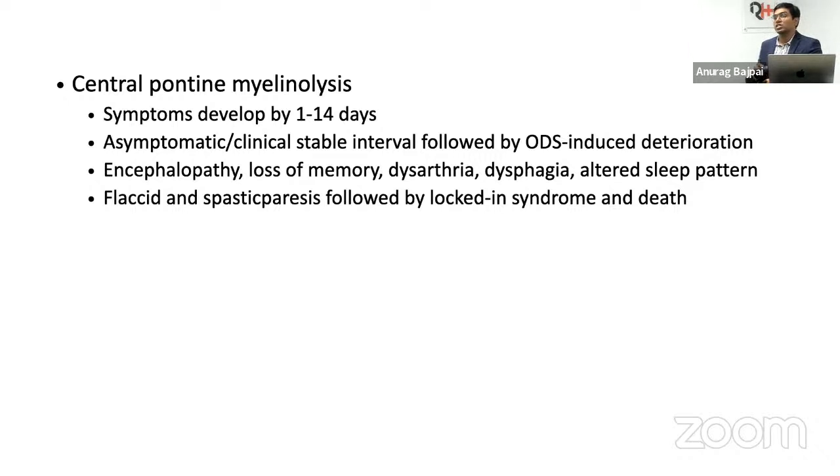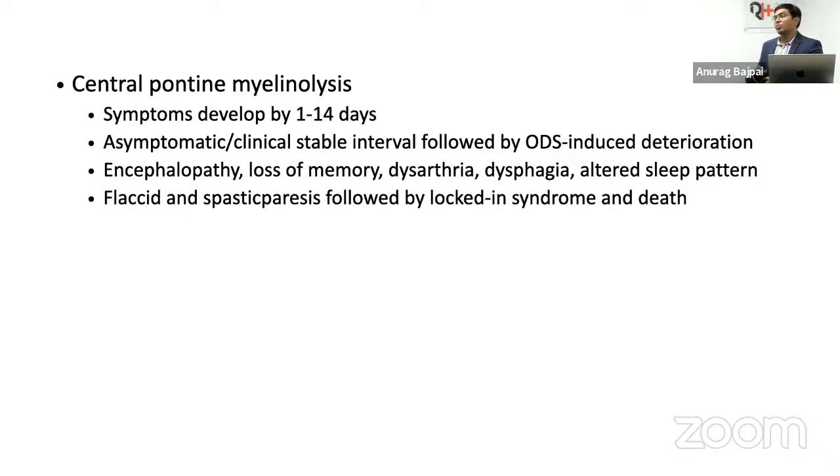We have to keep watch on the sleep cycle and specifically on dysarthria, because if we don't keep watch on these symptoms, then the patient may have other symptoms. So the patient may have an asymptomatic, clinically stable interval followed by ODS-induced deterioration, which takes 1 to 4 days, followed by encephalopathy, loss of memory, dysarthria, dysphagia, and altered sleep pattern. If we don't treat at the right time, then the patient will end up with flaccid and spastic paralysis, followed by locked-in syndrome and death. These are the symptoms if the pons is involved.